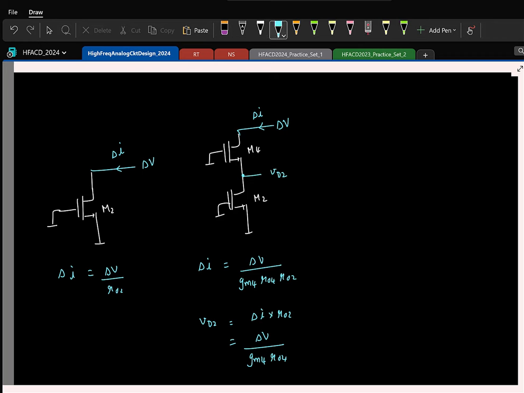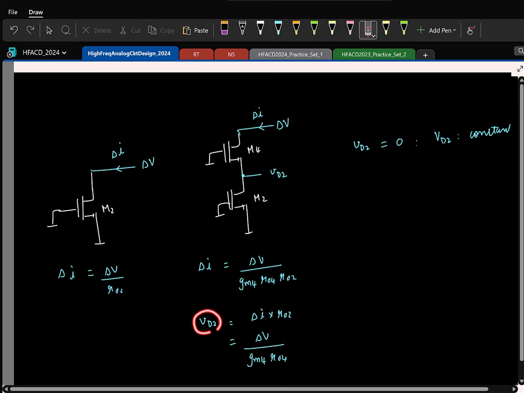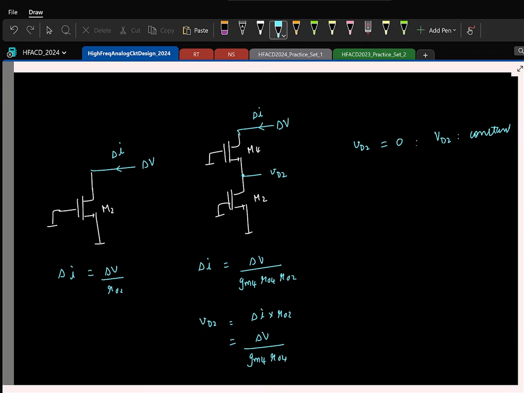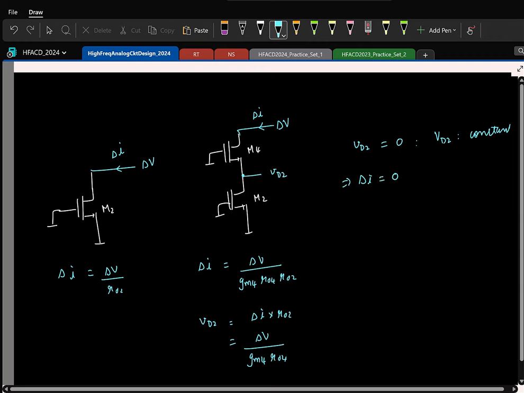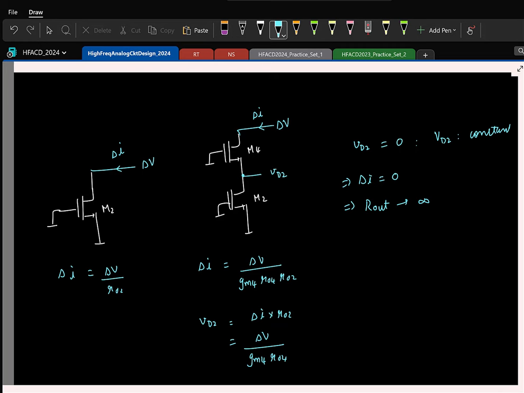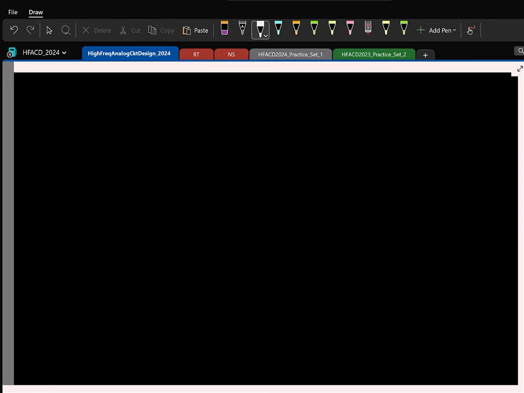So now that begs a question. Let us say somehow I make VD2 constant, that is, it incrementally doesn't change. So if incremental VD2 is 0, what can you say about delta I? Delta I must be 0. So if delta I is 0, what can you say about the output resistance? Delta V by delta I, so delta I is 0. Looks like a logical thought process. So let's see if we can do this. So let me take this again.